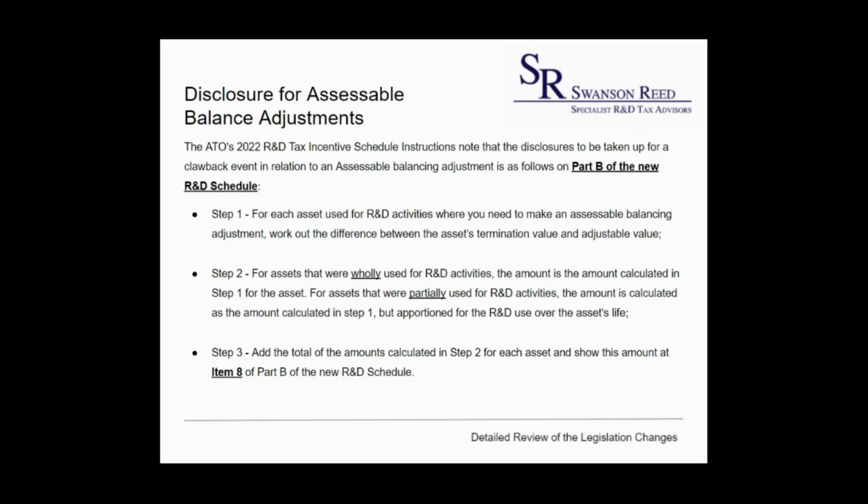Step 2. For assets that were wholly used for R&D activities, the amount is the amount calculated in step 1 for that asset. Alternatively, where an asset was partially used for R&D activities, the amount is calculated as the amount calculated in step 1, but apportioned for the R&D use of that asset over its life. Step 3, add the total of the amounts calculated in step 2 for each asset and show this amount at item 8 of Part B on the new R&D tax incentive schedule.